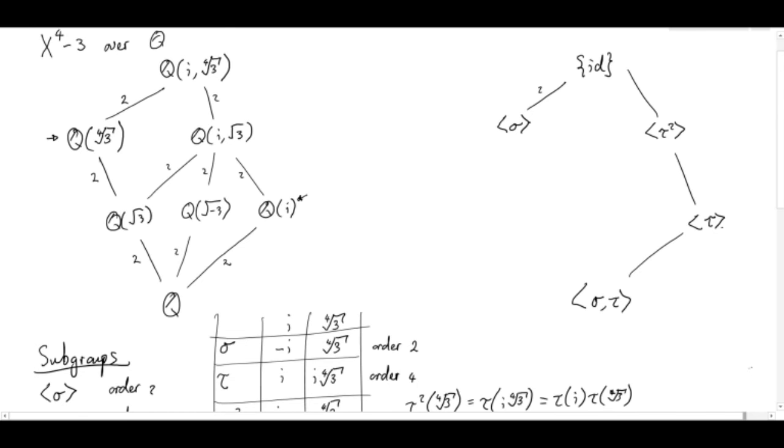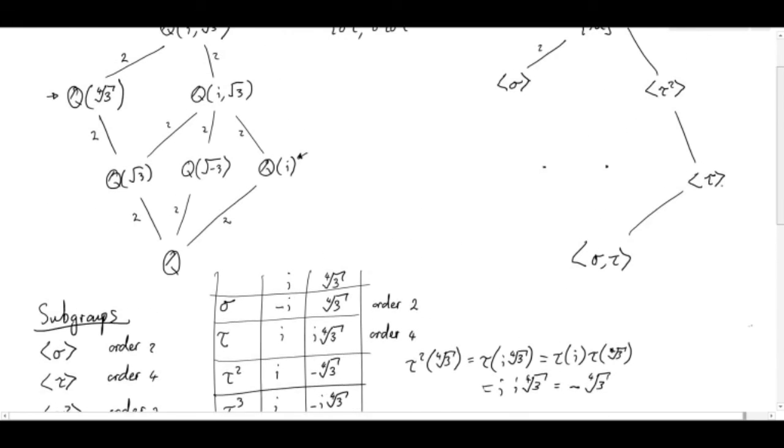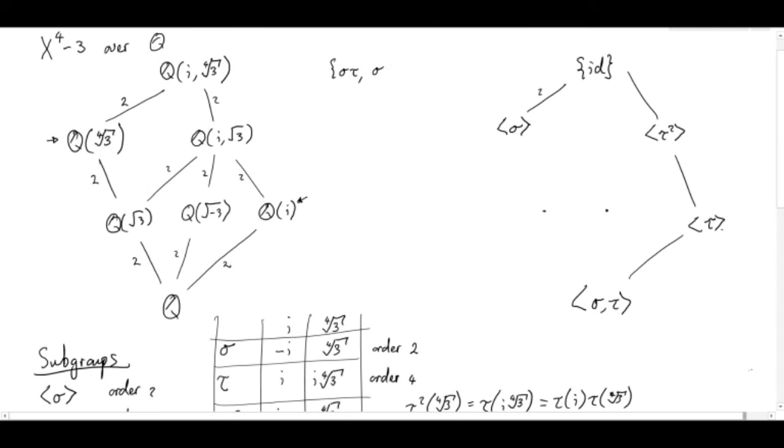So one can continue this, and I'll leave it as an exercise to fill in the rest of this diagram. There are two more subgroups to determine. One of them will be the subgroup generated by sigma tau. But it will be more convenient to use tau sigma. So the identity, tau sigma, then tau sigma squared.